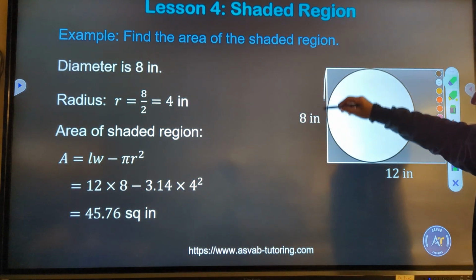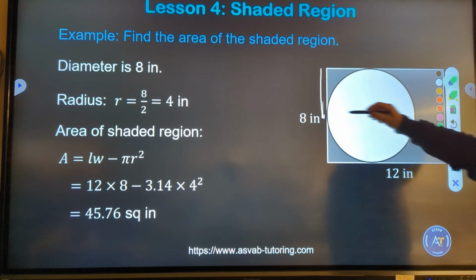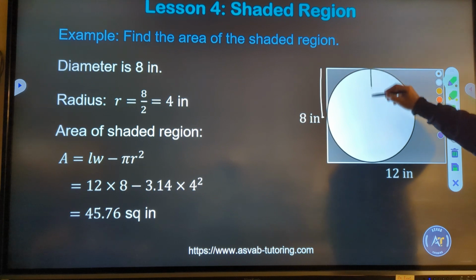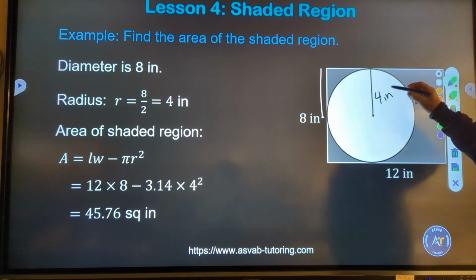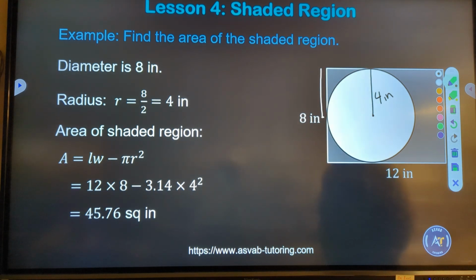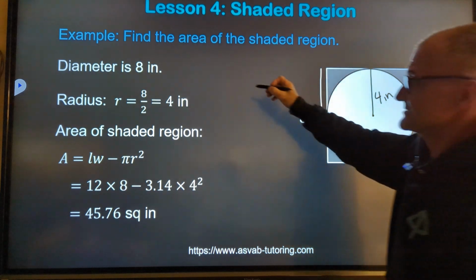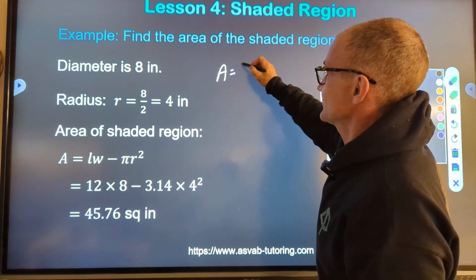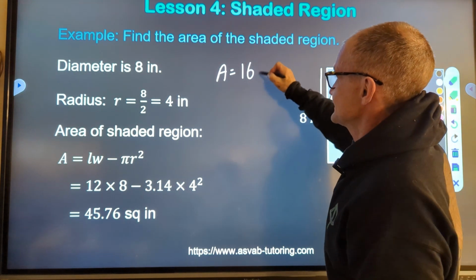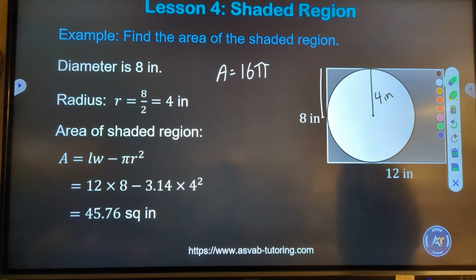So if all the way of this side is 8, that means half of that side is going to be 4. So that means this radius right here is half of that 8, or 4 inches. So I got a radius of a circle is 4 inches. I'm going to find the area of that whole circle. Area of that circle is pi r squared. 4 times 4 is 16 times pi. So area of that circle is 16 pi.